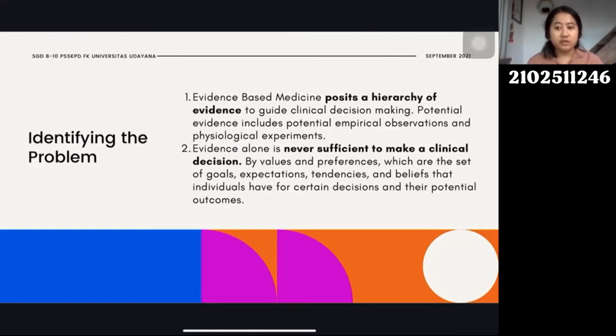Potential evidence include empirical observations and physiological experiments. Second, evidence alone is never sufficient to make a clinical decision. It must be weighed with values and preferences, which are the sets of goals, expectations, tendencies, and beliefs that individuals have for certain decisions and their potential outcome.